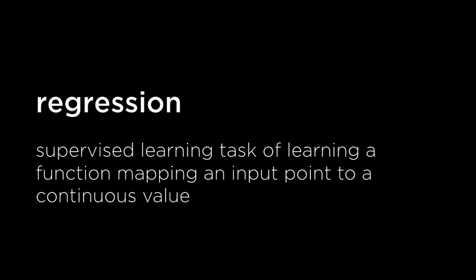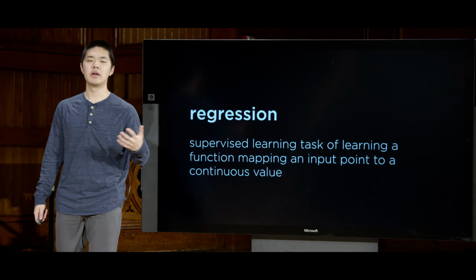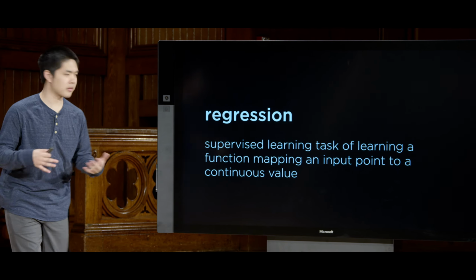And regression is the supervised learning problem where we try and learn a function mapping inputs to outputs, same as before. But instead of the outputs being discrete categories, things like rain or not rain, in a regression problem, the output values are generally continuous values, some real number that we would like to predict. This happens all the time as well.